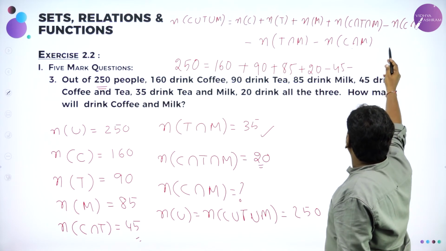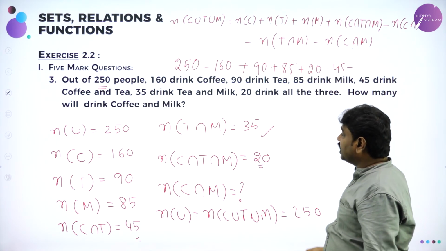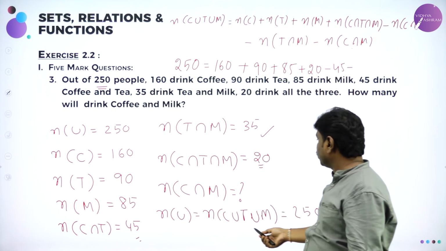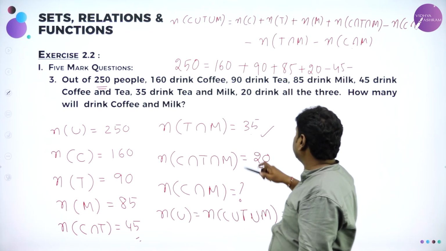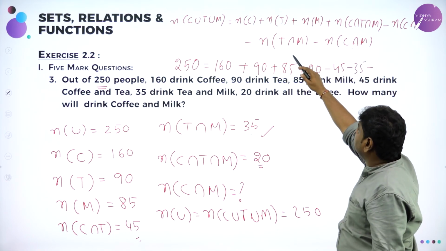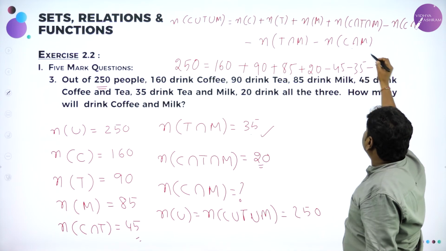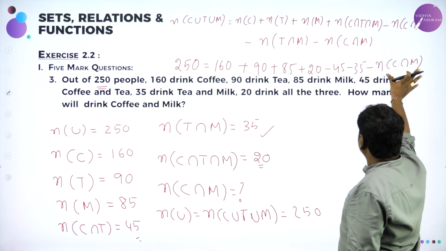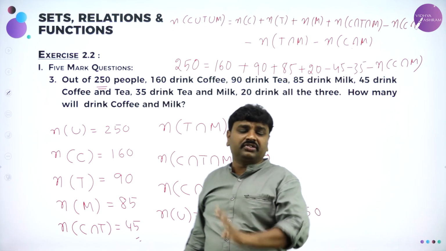And we need T intersection M, tea and milk. Do they give tea and milk? Yes, here 35. Tea and milk, minus 35. Then minus C intersection M, coffee and milk. They have not given it, let it be as it is. Now you solve this, you will get it.